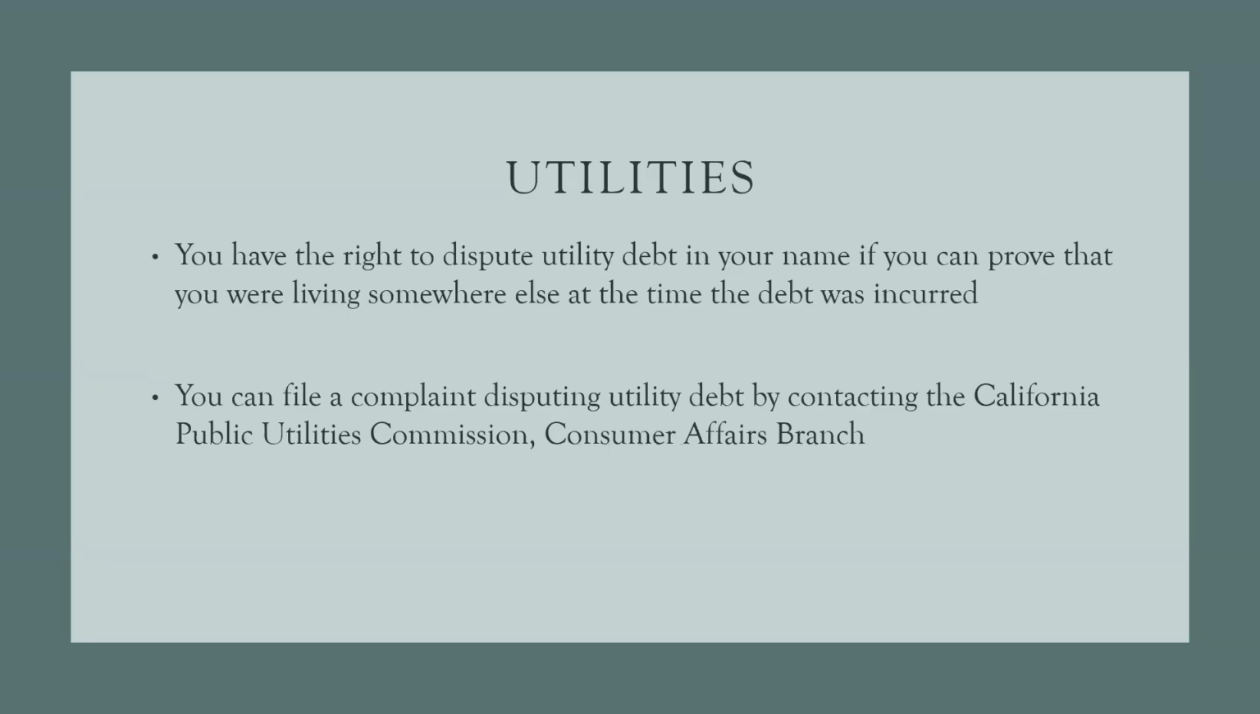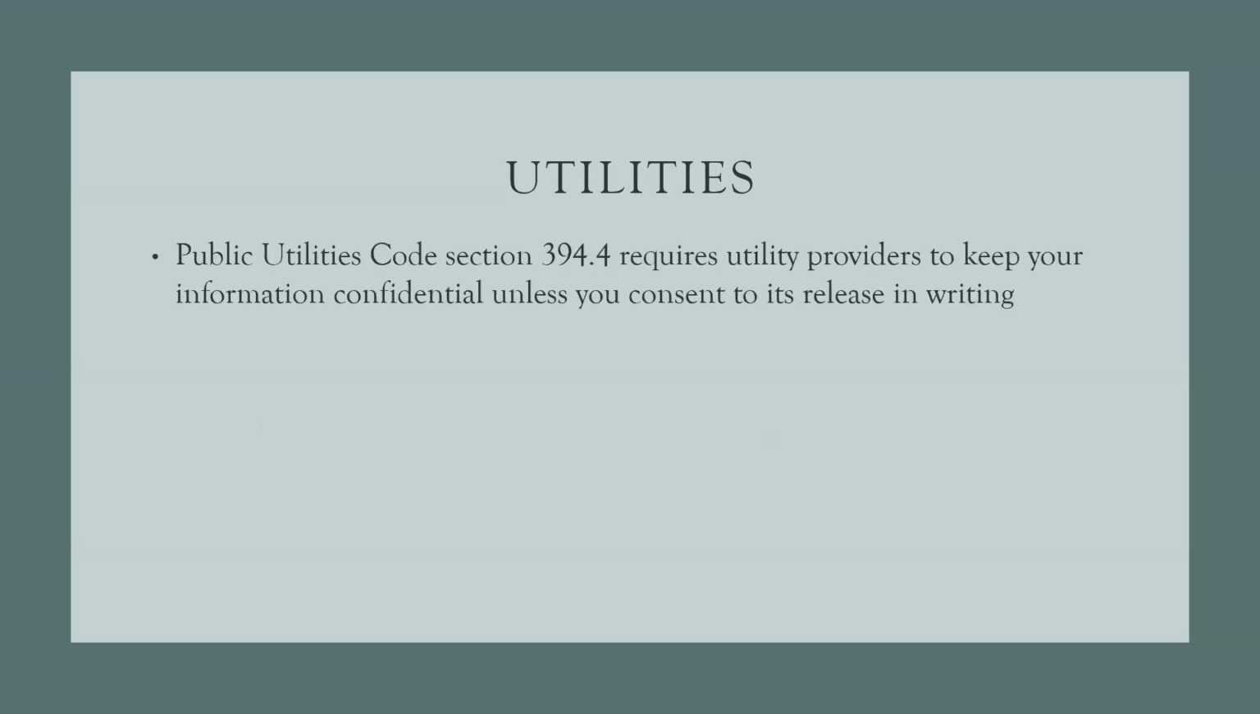You also have the right to dispute utility debt if you can prove you were living somewhere else at the time the debt was incurred. So even though technically you are liable for it, if this situation arises and you've moved out, you can dispute that, and you can do that by filing a complaint with the California Public Utilities Commission, the Consumer Affairs Branch. Also, an extra protection is that Public Utilities Code section 394.4 requires utility providers to keep your information confidential unless you consent to its release in writing.